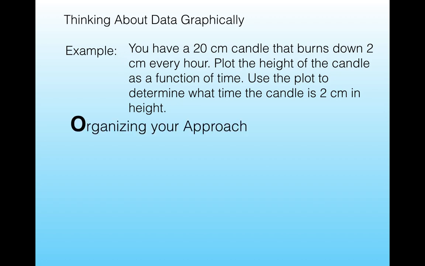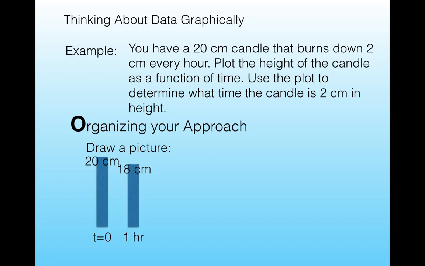Next step is organizing our approach. Let's draw a picture. For the candle, it's kind of easy to think about. We know that at time equals 0, so at the beginning, our candle is 20 centimeters. 1 hour later, it should have lost 2 centimeters, so it should be 18 centimeters. 1 hour later, it should have lost 2 more centimeters, so it should be 16 centimeters, and so on. This is almost our plot. The only reason why this is a picture and not a plot is because we don't have axes for a plot. And so we can almost take this and create our plot.